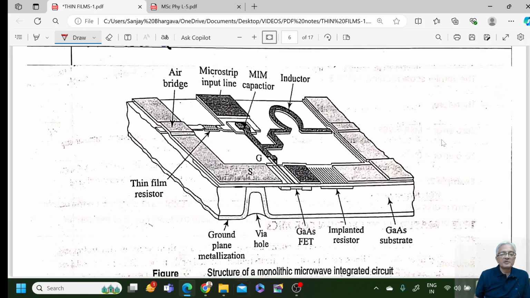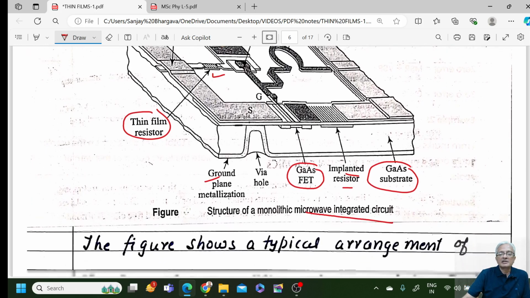So this represents basically the structure of MMIC. There is a ground plane metallization. We have the gallium arsenide FET, implanted resistor, gallium arsenide substrate, thin film, that is resistor thin film here. This is the air bridge, microstrip input line, MIM capacitor, inductor. So these are the different parts which generate MMIC.